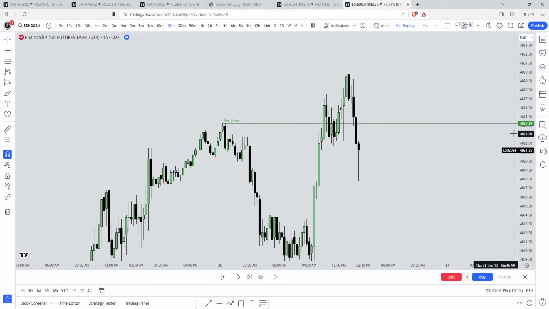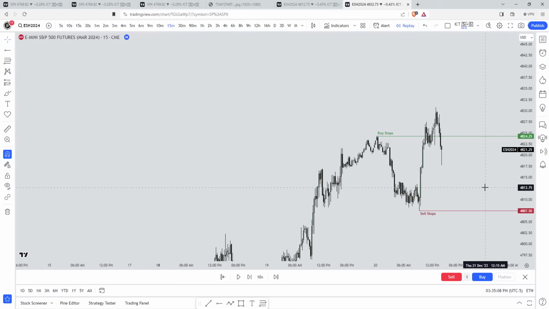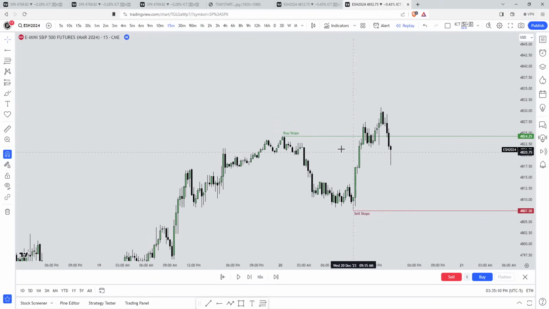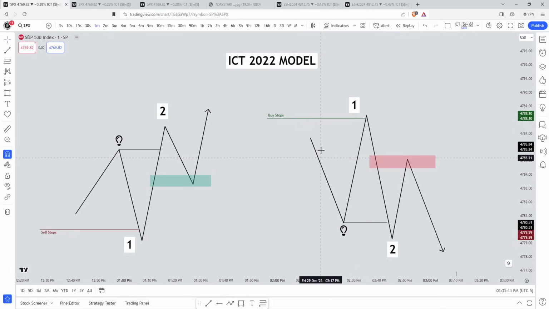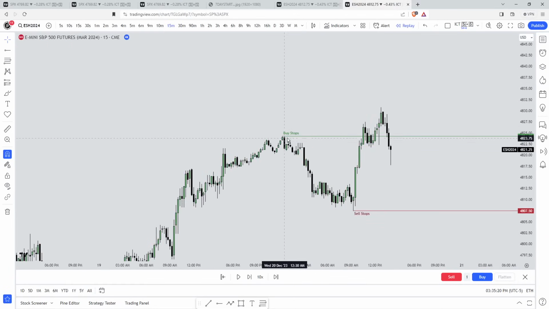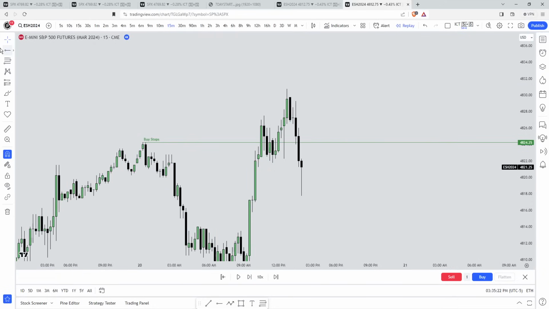So here's an example of when you don't have a higher time frame bias and how to manage on the lower time frame with the 2022 model. Again, we're looking for the same structure here. A run on liquidity, a market structure shift, a fair value gap. Okay. Price takes out buy side liquidity. See this high right here?